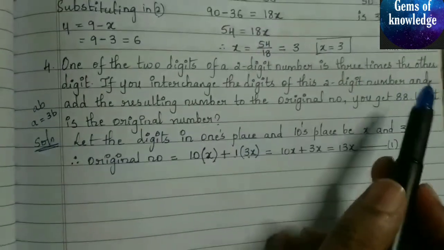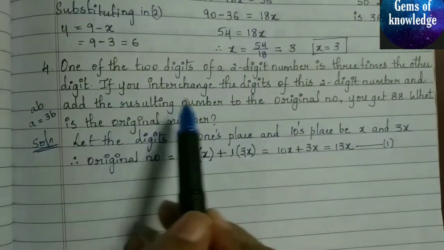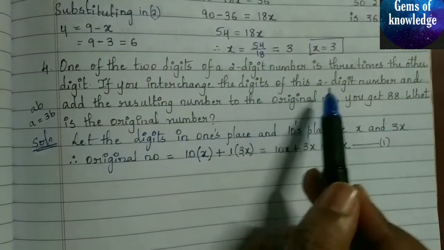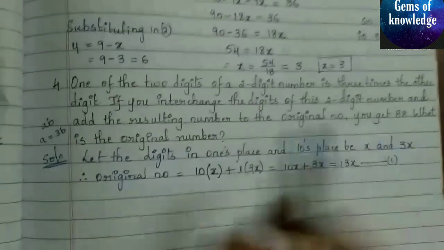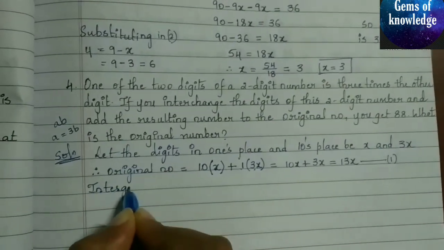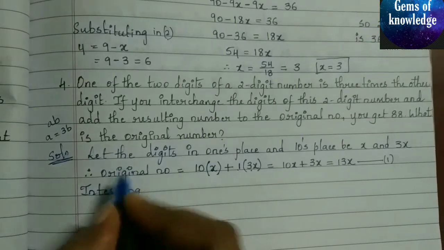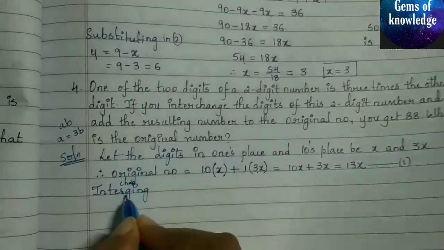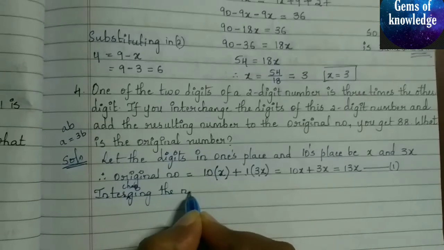Next, if you interchange the digits of this 2-digit number, now you have to interchange the digits of this 2-digit number, interchanging the numbers.